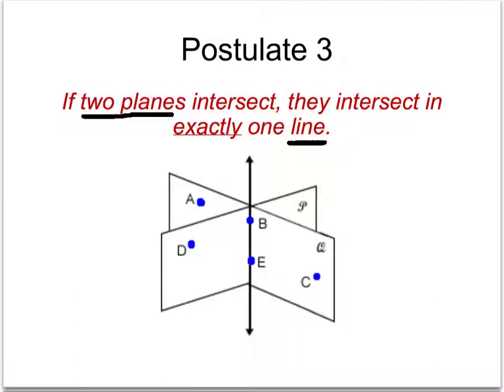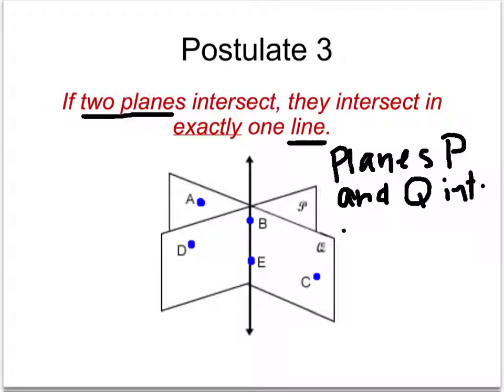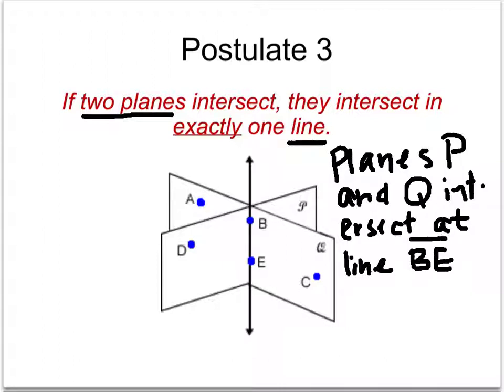So let's take a look at our picture here. We have plane P, and we have plane Q. These 2 planes intersect. They do touch. So we know if 2 planes intersect, they will intersect at exactly one line. And the one line that these 2 planes intersect at is this line right here. They've labeled this line with the points B and E. And so we could say planes P and Q intersect at line BE. It is the only line that those two planes will intersect at.